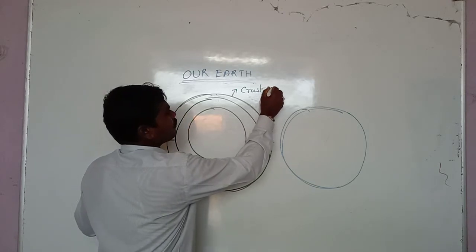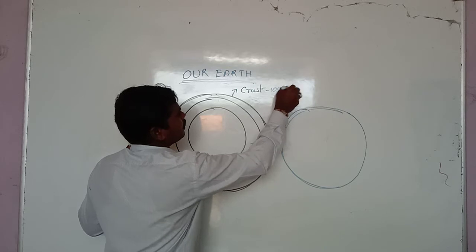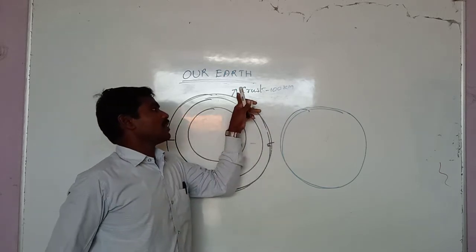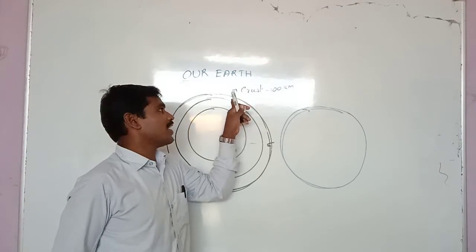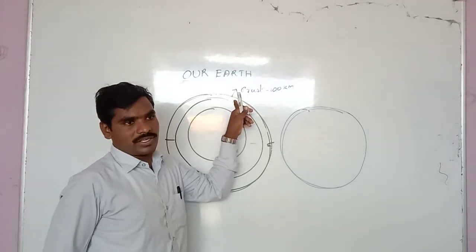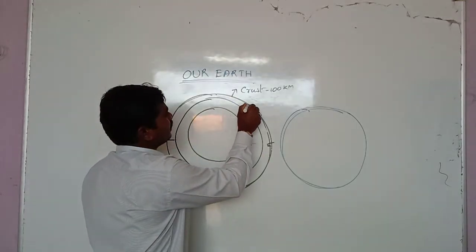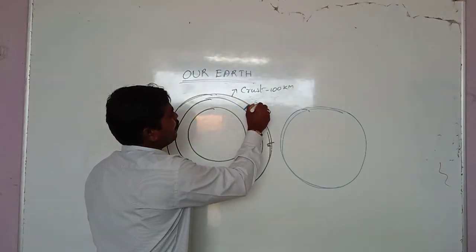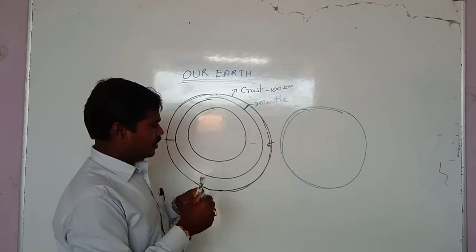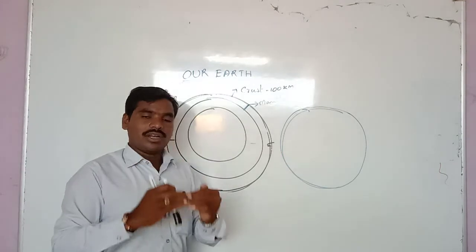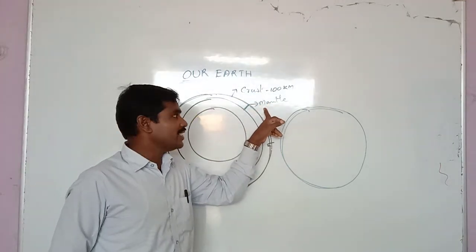Crust extends from the surface to 100 kilometers, 0 to 100 kilometers. It is called crust. And the next layer is called mantle. Under this crust there is another layer that is called the mantle layer.